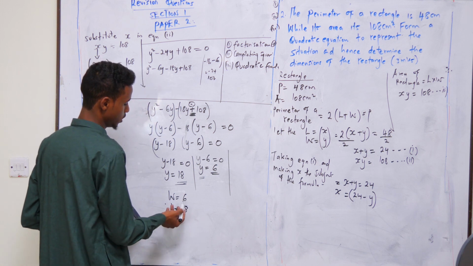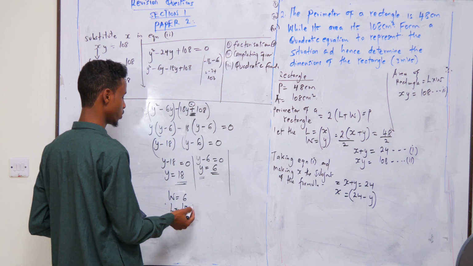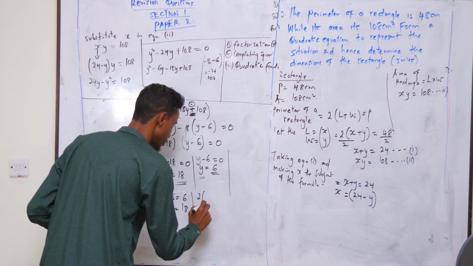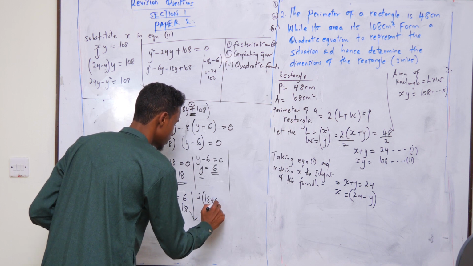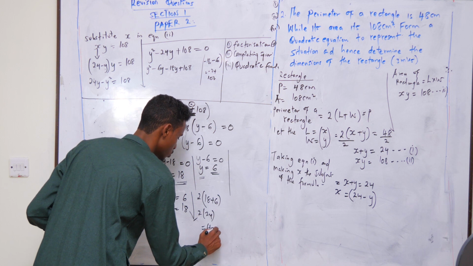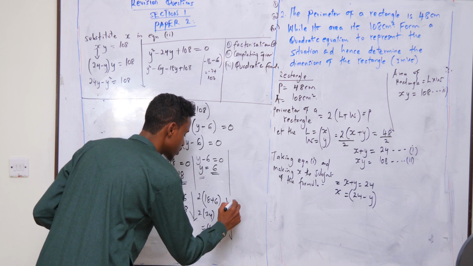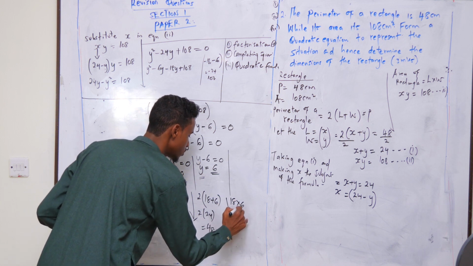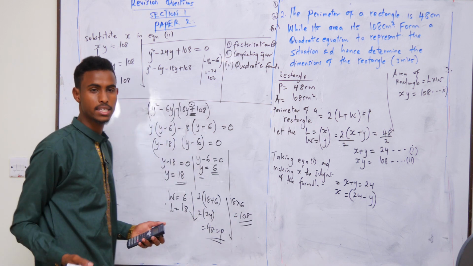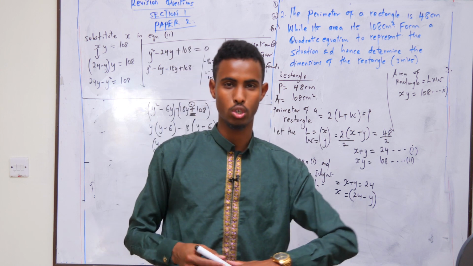18 plus 6 is 24, times 2, you get that one. We also have 2 into bracket 18 plus 6, which is 2 into bracket 24, and we are getting 48, which was the perimeter. Again, 18 times 6, you are going to get 108 as the area. Very good. And that is how we solve that question.